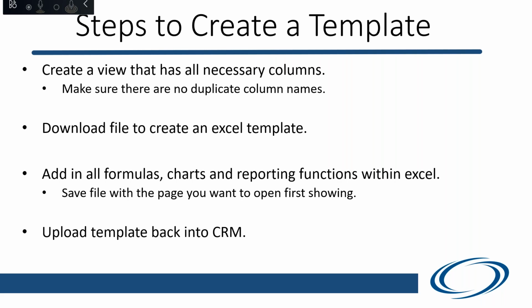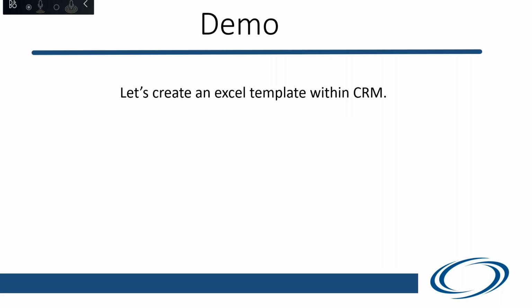Once you have your view set up, there's a file that you download to create the template. You add in all your formulas, charts, whatever it is that you want to add in, all the tweaking you want to do. The tip with this is to always save the file for the page that you want to open first showing. And then you upload the template back into CRM and it's ready to go. So it's very straightforward. You just want to really think about the data that you want. So let's go ahead and get into CRM and we'll go through the process of making an Excel template.